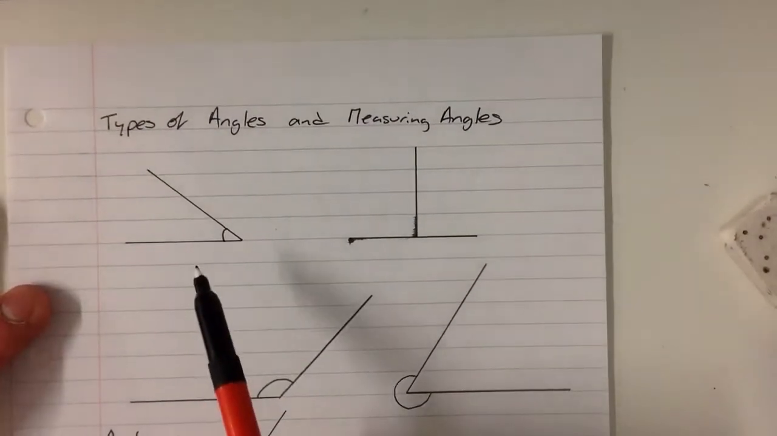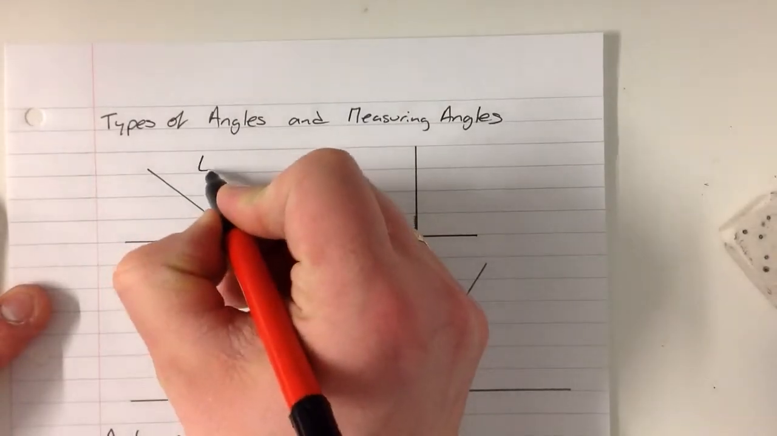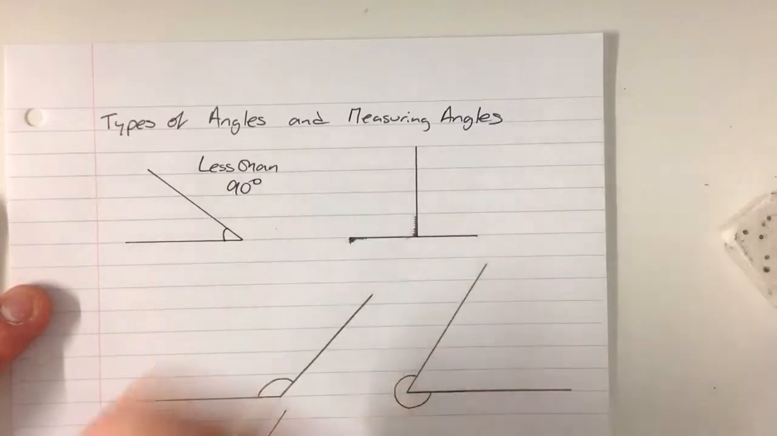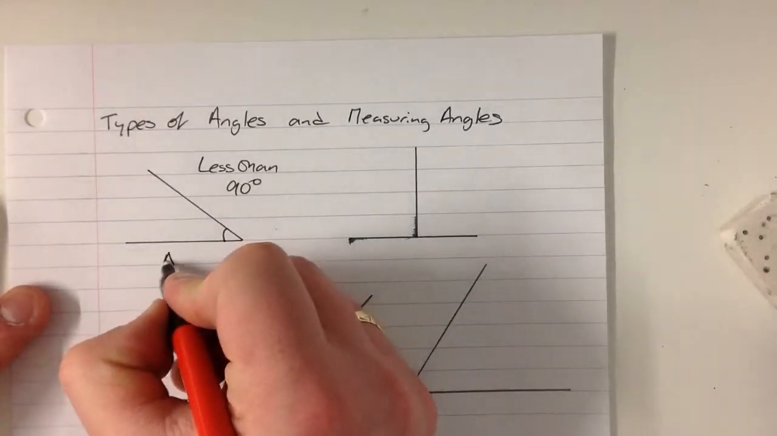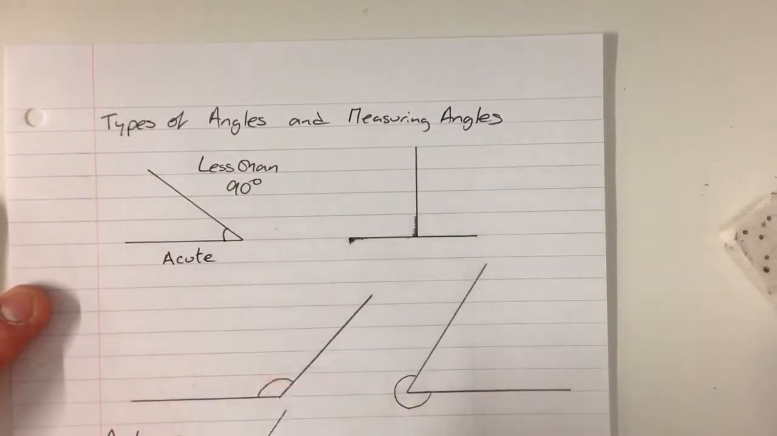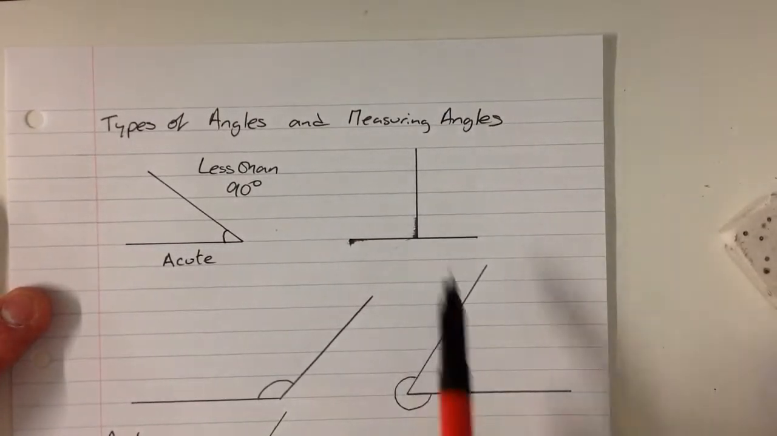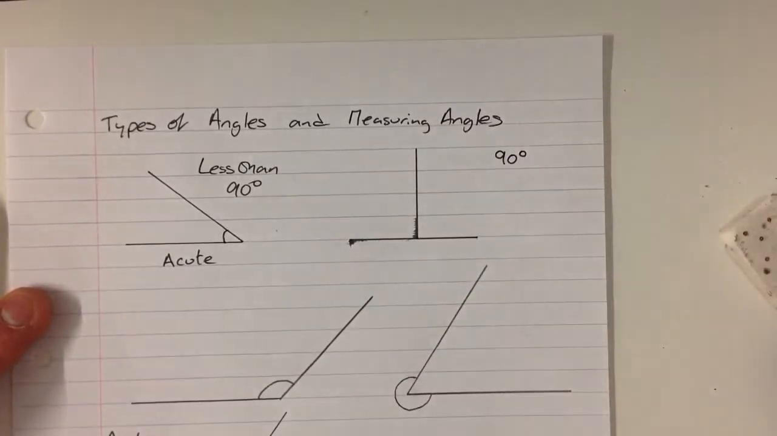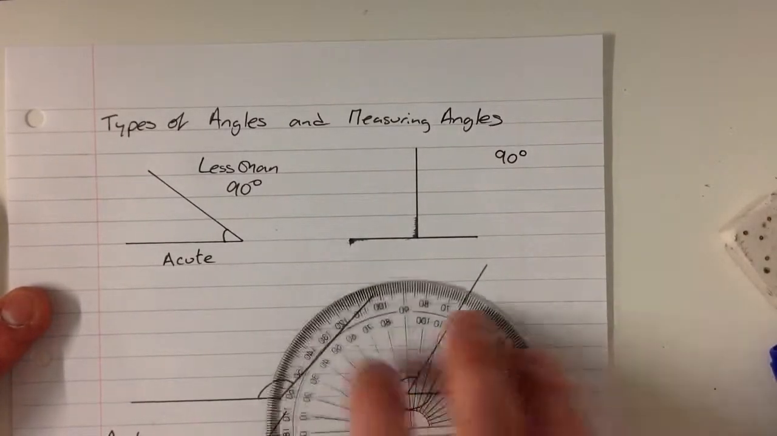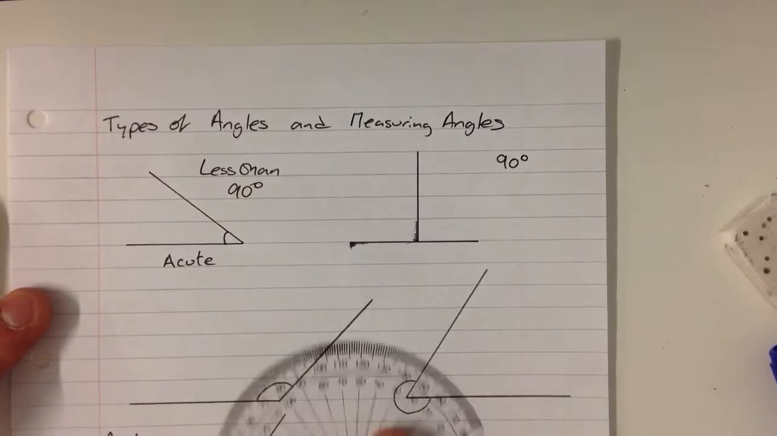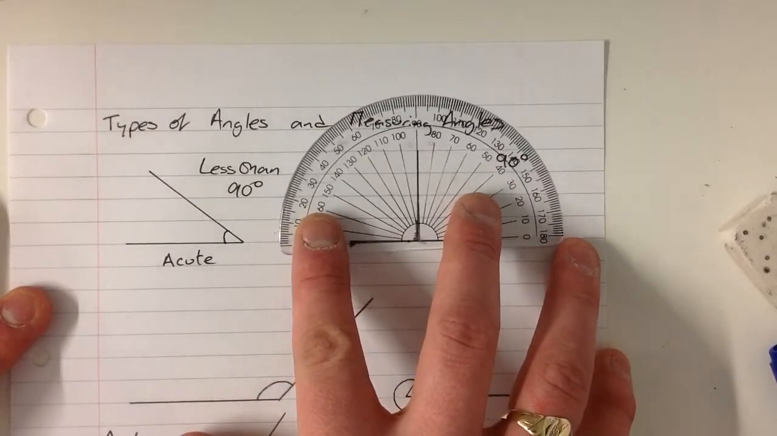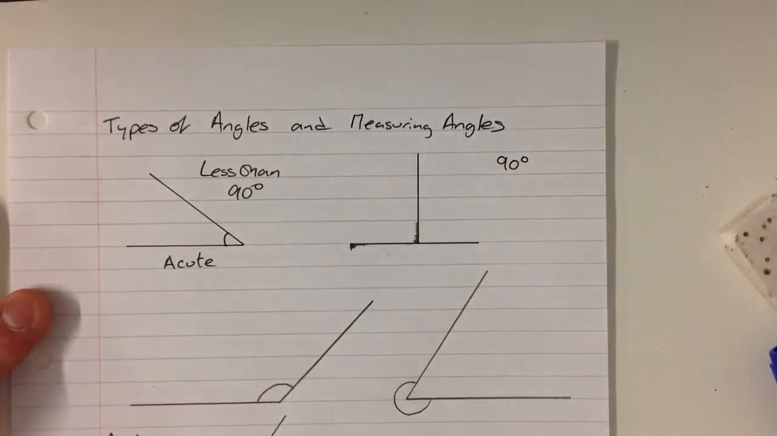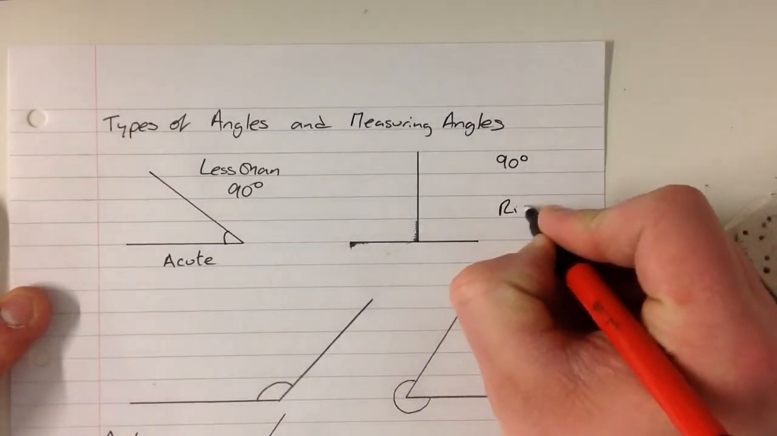Firstly, this type of angle is an angle that is less than 90 degrees. We call that an acute angle. Our second type of angle is exactly 90 degrees. Measure it with the protractor, that's 90 degrees. That's a right angle.